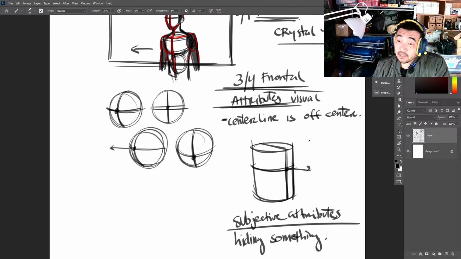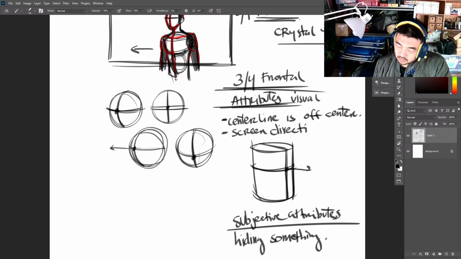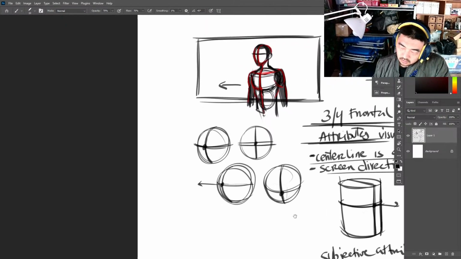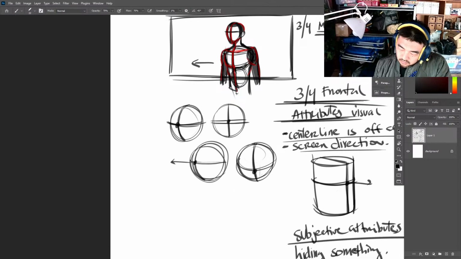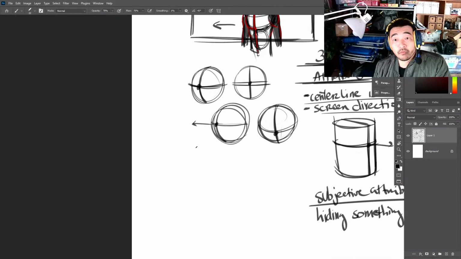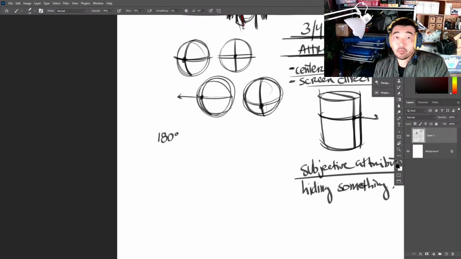Ah, Peggy Yamamoto said screen direction. That's a very important one. So I guess we could briefly go over the 180 rule. There's a couple different ways that I've been taught this. I'll do the first way.